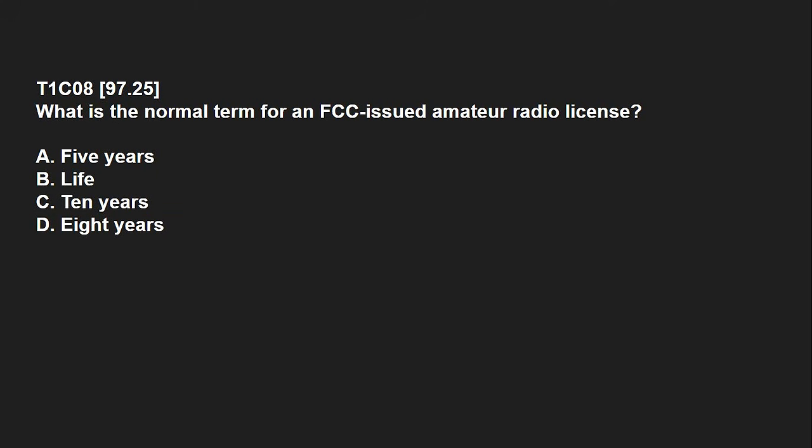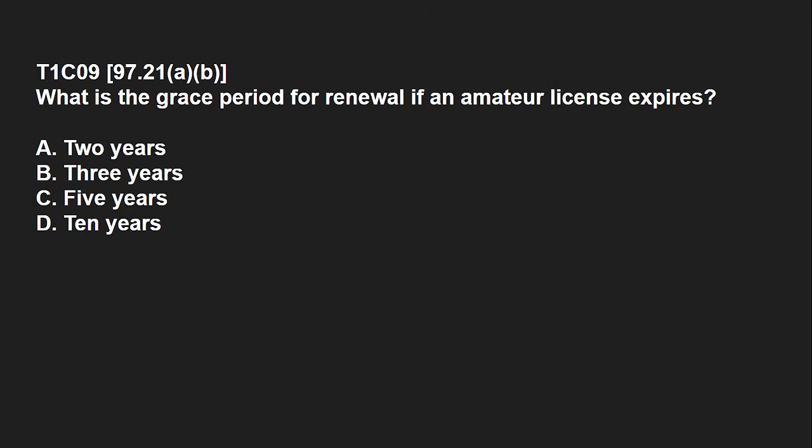T1C08, what is the normal term for an FCC-issued amateur radio license? That would be 10 years. Every 10 years you renew. T1C09, what is the grace period for renewal if an amateur license expires? That is 2 years. You're not allowed to operate during this grace period, but your license is still maintained with the FCC where you can renew it, but you're not allowed to transmit on amateur radio bands during that time.